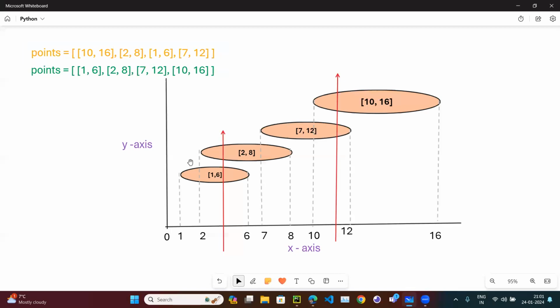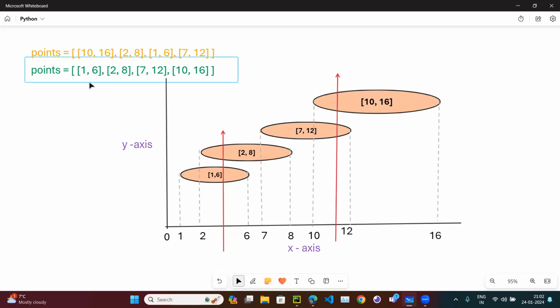So it is better to sort it. When we draw this and sort it, we get 1 6, 2 8, 7 12, 10 16. But by which key are we going to sort? There are two keys, x0 and x1. We are going to sort the balloons based on the end point: 6, then 8, then 12, and then 16. So based on the end point we have sorted these balloons.